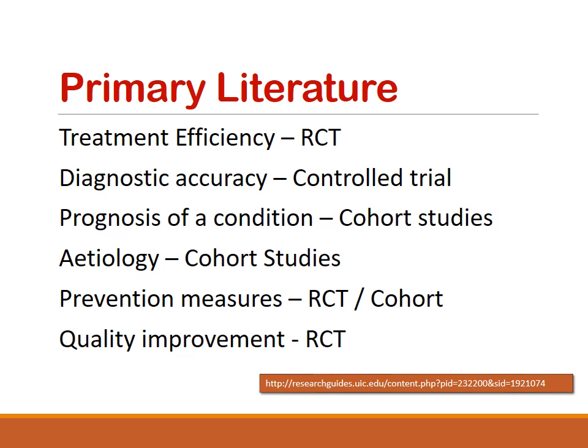If you're looking at treatment efficacy of say 2 chemotherapeutic drugs, you need to have an RCT, a randomized controlled trial. If you're looking at diagnostic accuracy, a large prospective controlled cohort study would be the right one. Prognosis of a condition similarly would be studied on a large number of cohorts or a similar group of patients. Likewise, if you want to look at prevention measures or quality improvement, you have to compare them with 2 or 3 arms and do a randomized controlled trial.